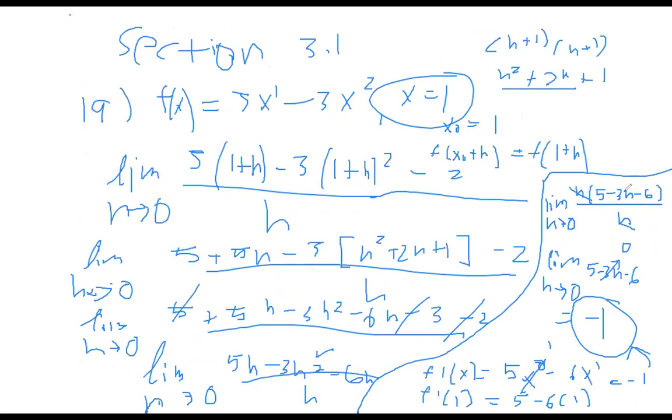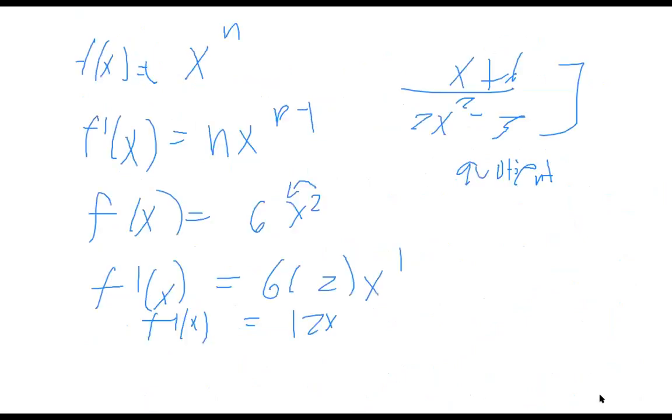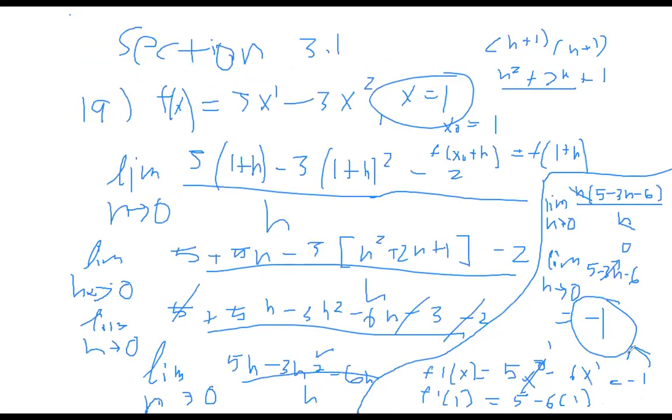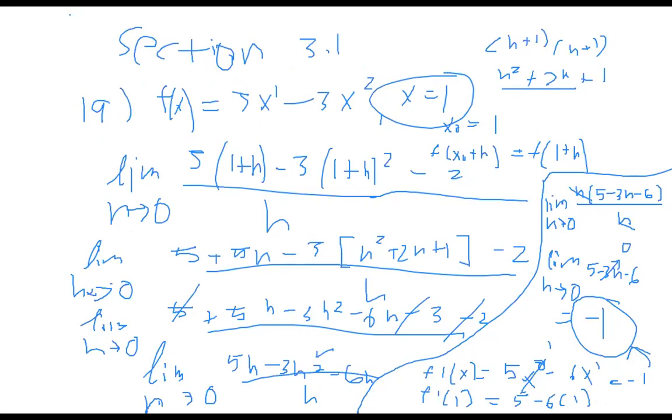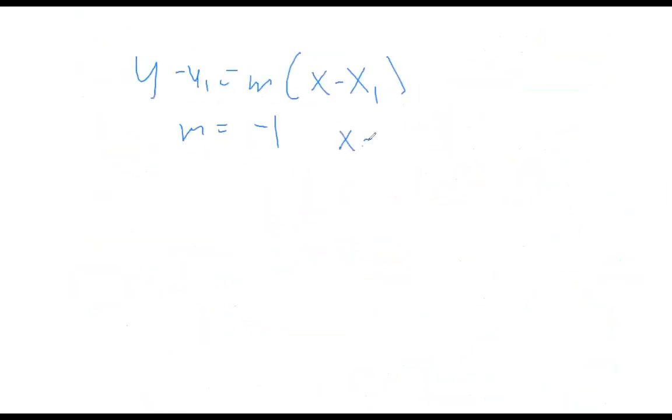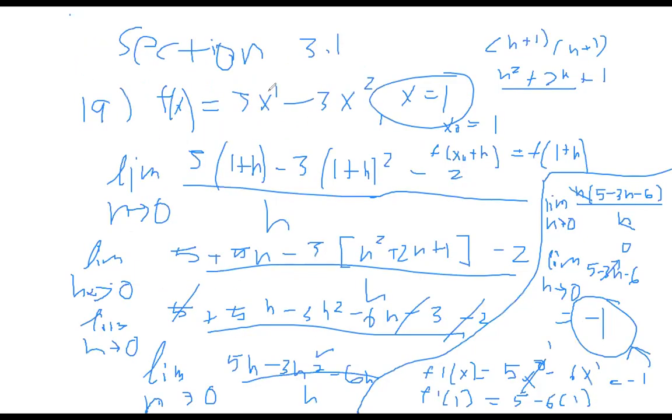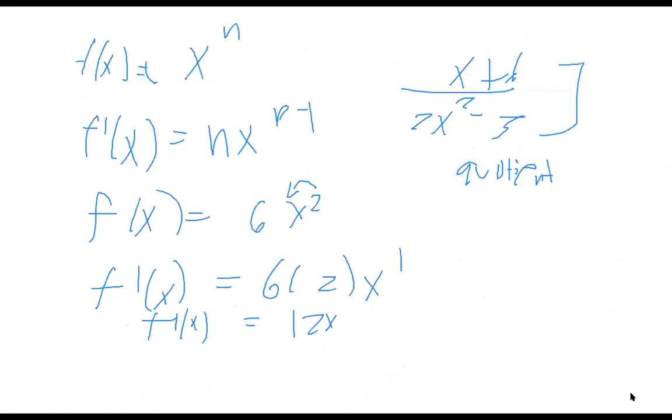All right. So you also have to know how to find this using point slope form. Remember, point slope form is y minus y1 equals m times x minus x1. If we go back to the problem, we have to write this in point slope form. We know the slope is -1, and the point was at x equals 1. We just need to find what y is. To do that, we plug in 1 to the function: 5 times 1 minus 3 times 1 squared. That's 2, so y equals 2.